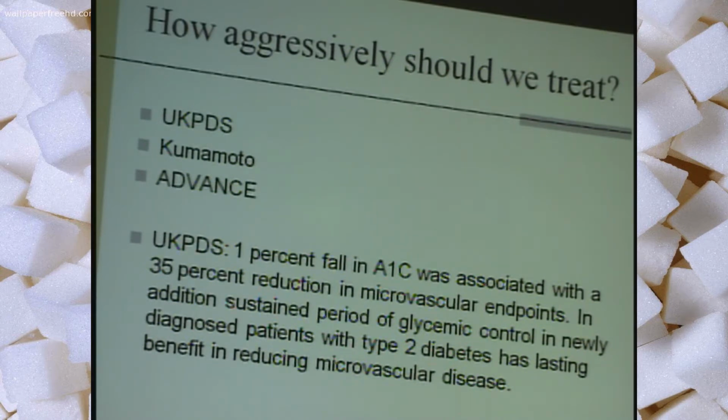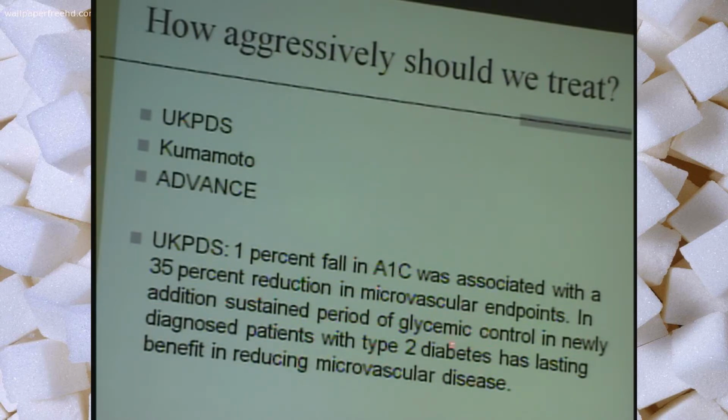The UKPDS, for example, found that a 1% fall in hemoglobin A1C was associated with a 35% reduction in microvascular endpoints. And that's very significant. If you can reduce retinopathy, nephropathy, and neuropathy by 35%, that seems to be a very reasonable goal.